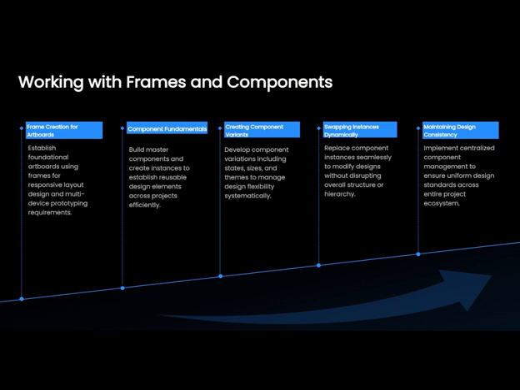Then creating component variants. With this, you can develop component variations including states, sizes, and themes to manage design flexibility systematically. Now, swapping instances: dynamically replace component instances seamlessly to modify designs without disrupting overall structure. Then, maintaining design consistency: implement centralized component management to ensure uniform design standards across the entire system.